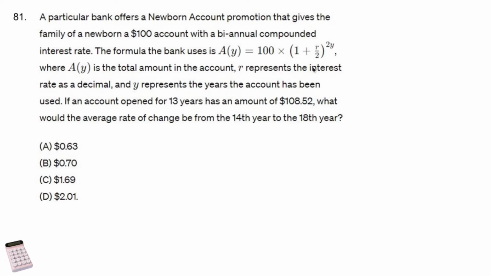r represents the interest rate as a decimal. So if your interest rate is 2.5%, you move the decimal to the left twice, and r will equal 0.025. Okay, we'll get there when we have to get there. y represents the years the account has been used. Okay, so everything so far is gross but makes sense.